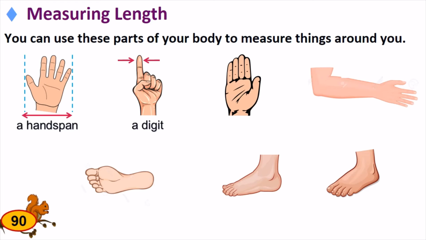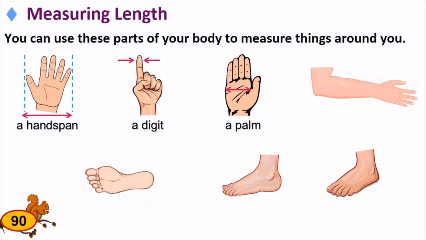Next, a palm. Can you see a palm over there? Yes. So, a palm is the length measured with the width of the human palm. It is the width of the palm which we use to measure things. Can you see the arrow? Yes, that is the width of the palm.